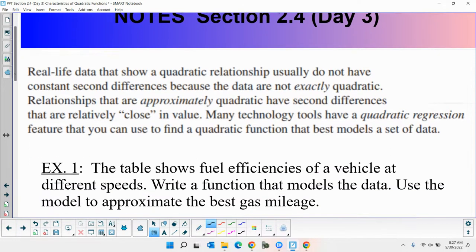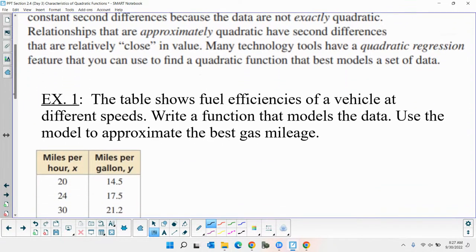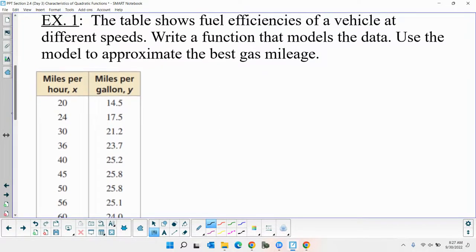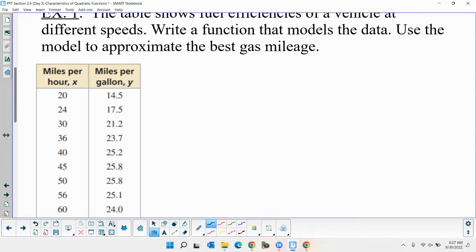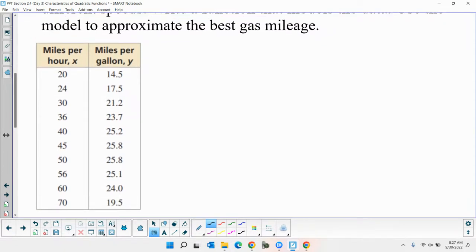All right. So sometimes it's not a perfect quadratic relationship. It's close, okay? Let's just do one here and see if we can answer the question. This shows fuel efficiencies of a vehicle at different speeds. Write a function that models the data. So put it in your calculator. And then what's the best gas mileage? So figure out the best gas mileage after you put it in your calculator. Please.